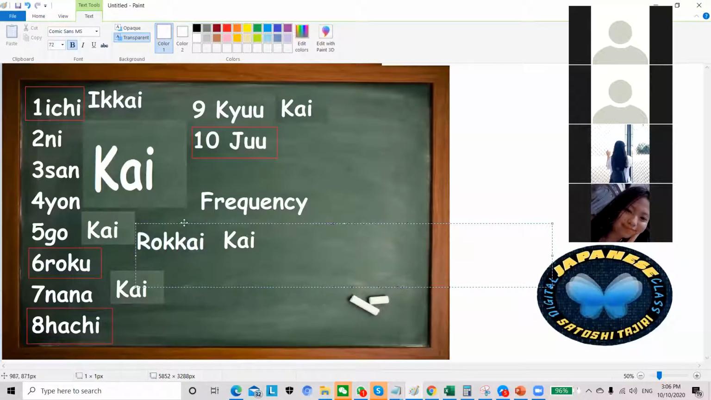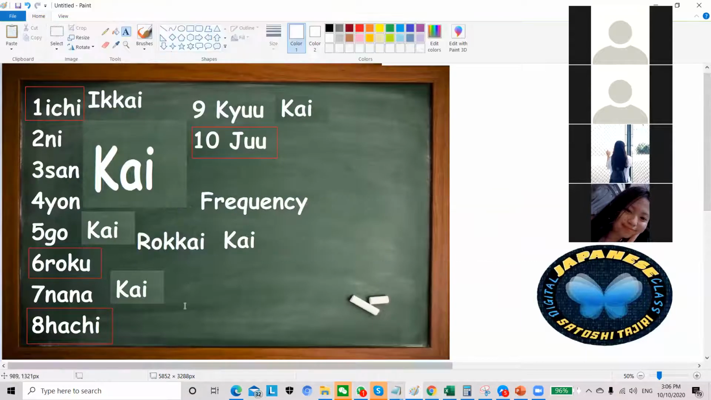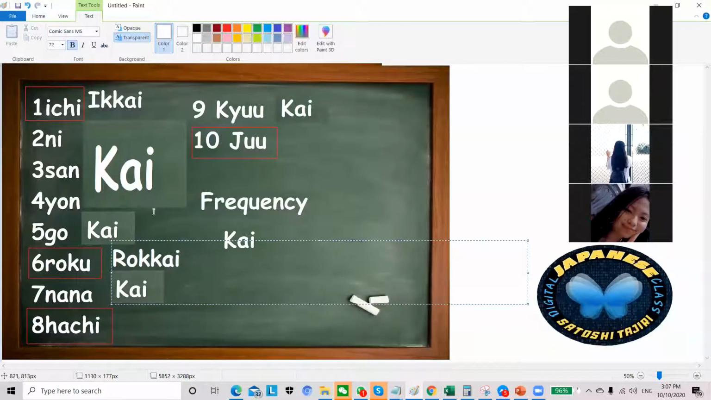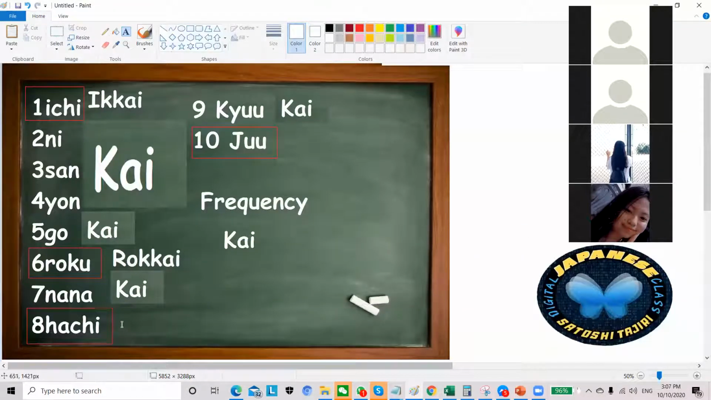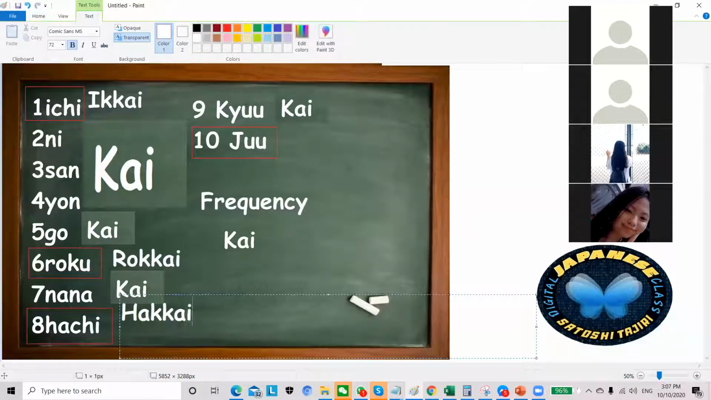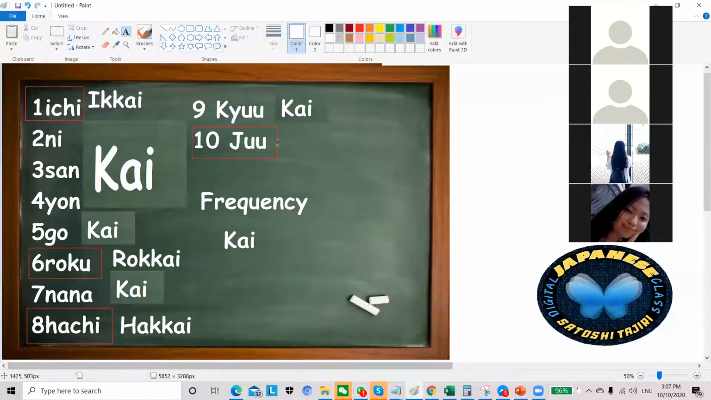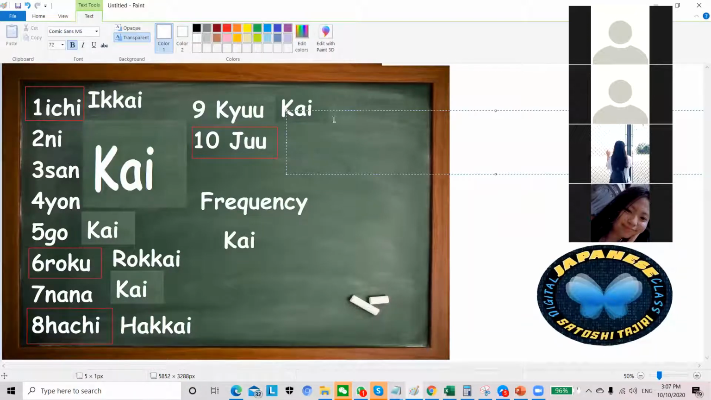Rokkai. Then for our 8, instead of hachikai, it will turn to hakkai. Hakkai. Then for our 9, we have our kyukai, and for our 10, we have our jukai. Okay, jukai.